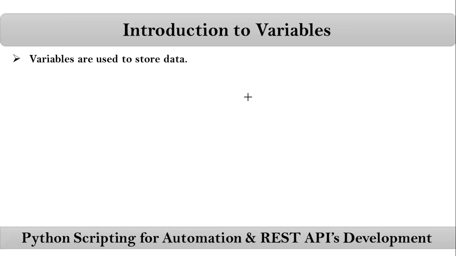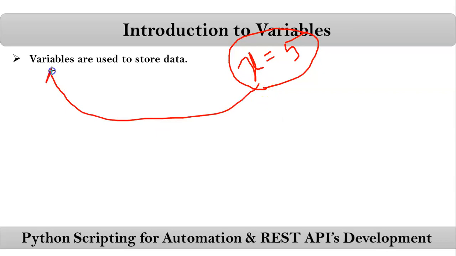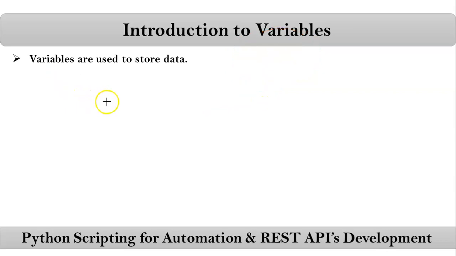Suppose in our mathematics, if you want to define, let's say, a value of 5 to a variable called x, how can we do it? Simply, we can do it like x equals your number. So the same expression we can use even in our Python scripting or Python programming. And here this x is called a variable. That variable is also called an identifier.